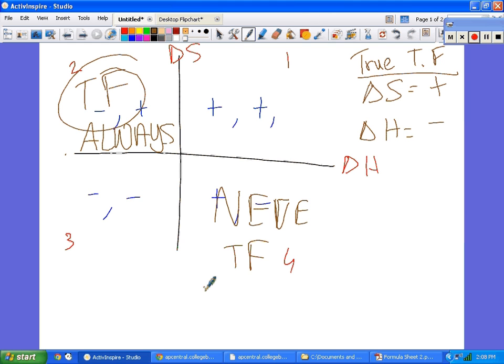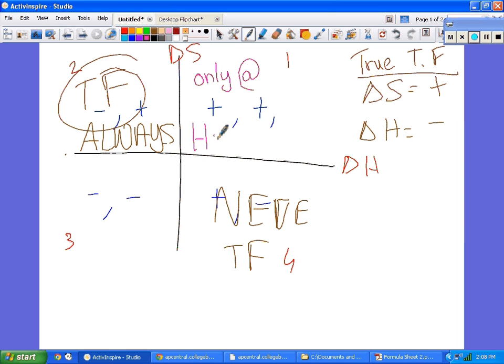Now we have the likes. When they're both positive, they are both TF, thermodynamically favorable. But when they're both positive, does anybody remember? Only at, very good, at high temps.